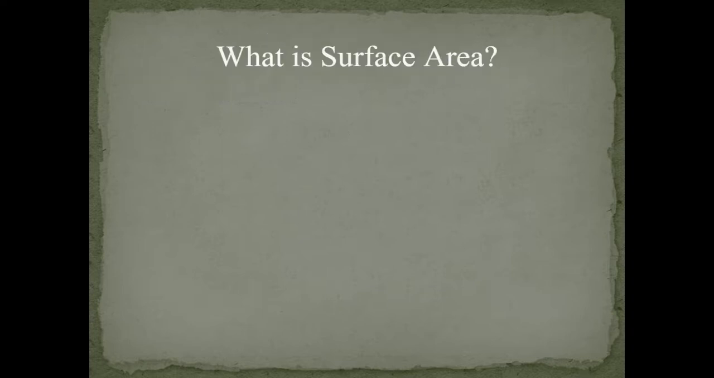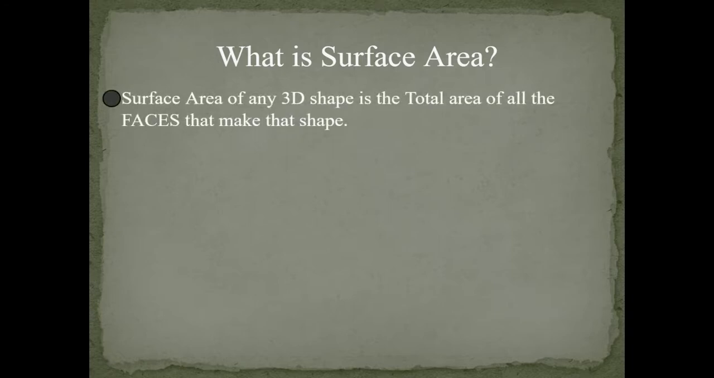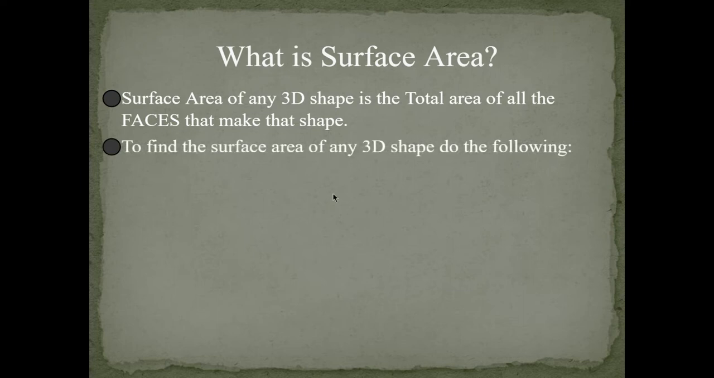Let's just make sure that you know what a surface area is. The surface area of any 3D shape that we're going to be working with is the total area of all the faces that make that shape. And you now know how to identify faces. To find the surface area of any 3D shape, we set out our working in the following way.